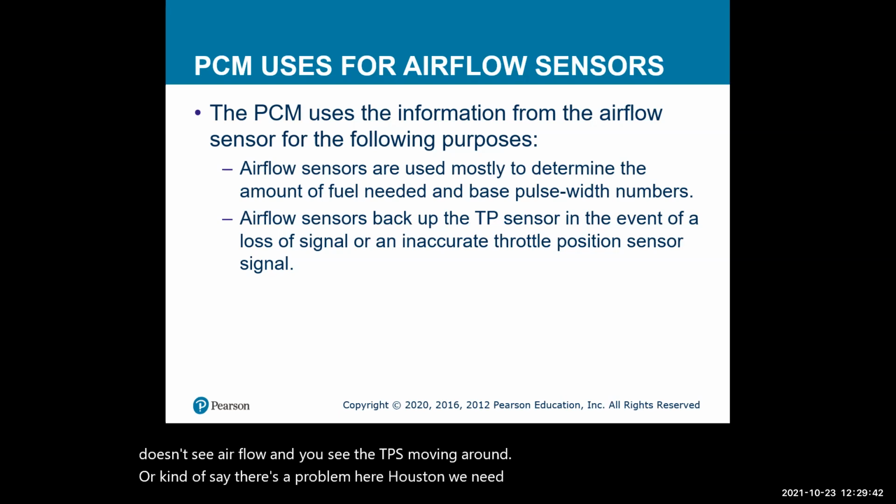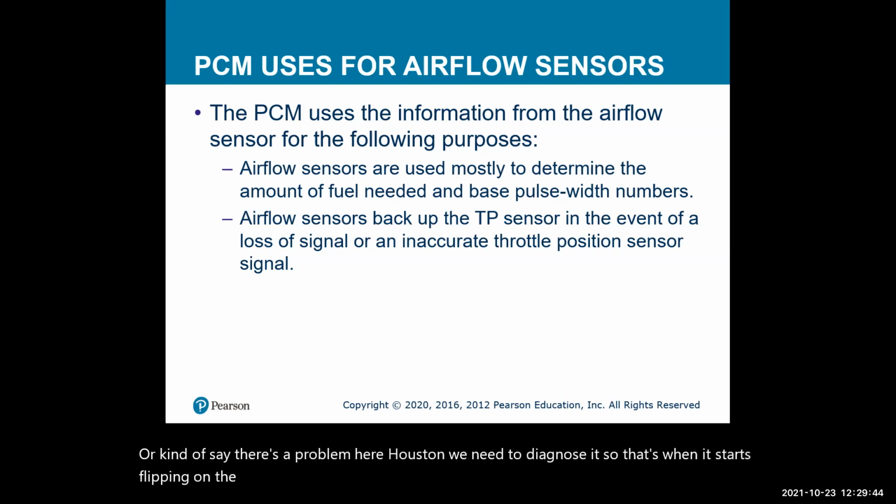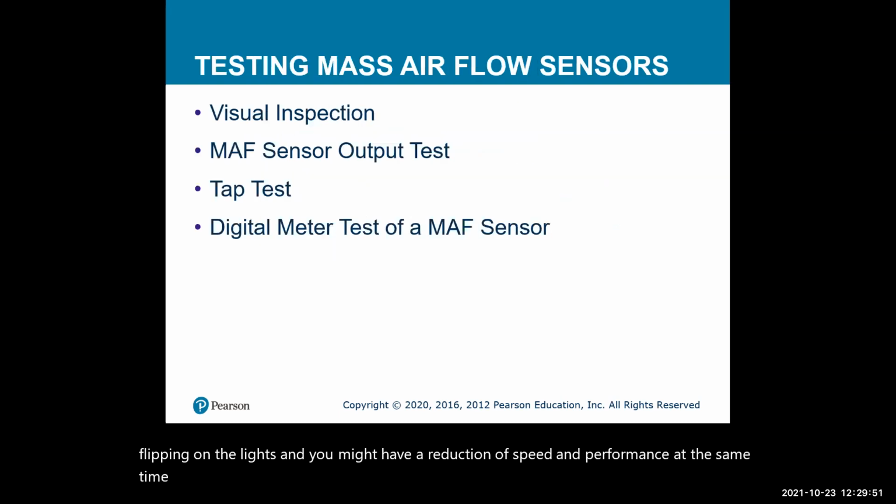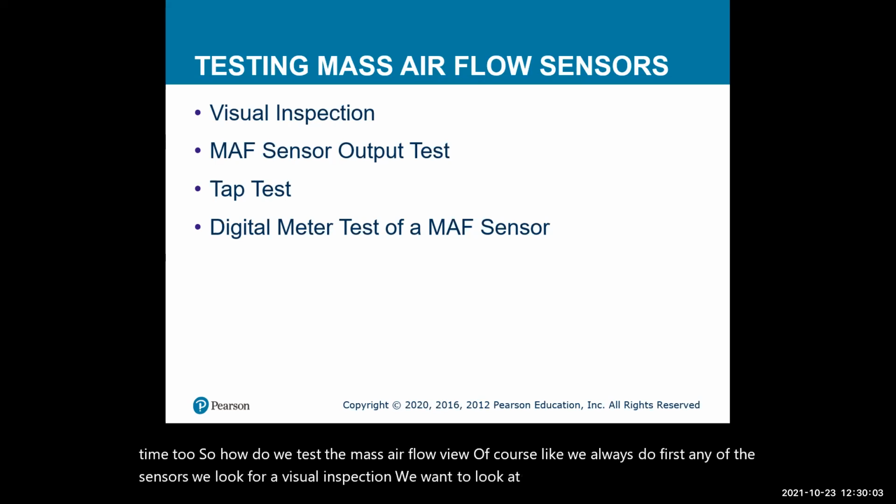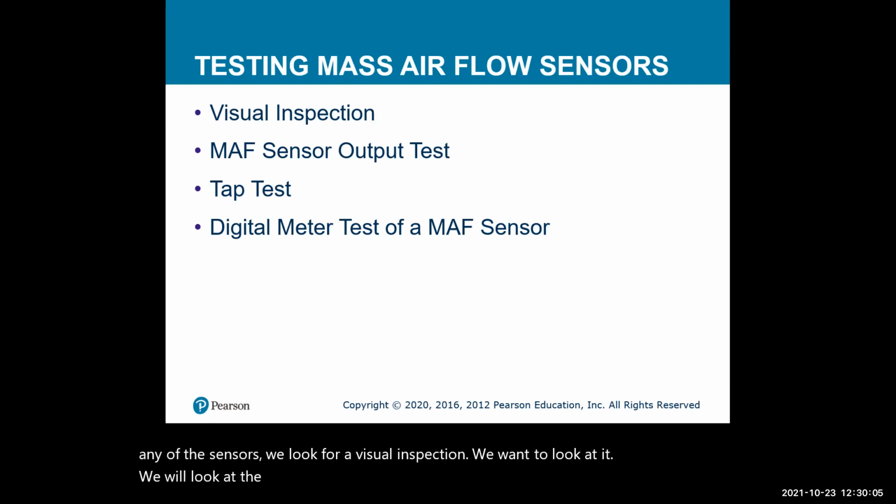That's when it starts flipping on the lights, and you might have a reduction of speed and performance at the same time too. So how do we test the mass airflow? Well, first, like we always do with any of the sensors, we look for a visual inspection. We want to look at it, and we want to look at the wiring with the connectors.